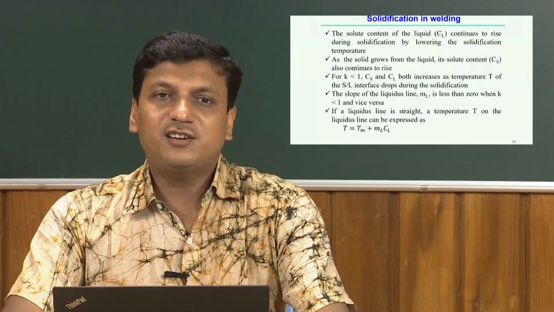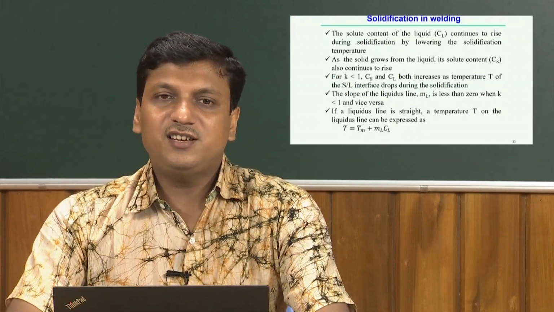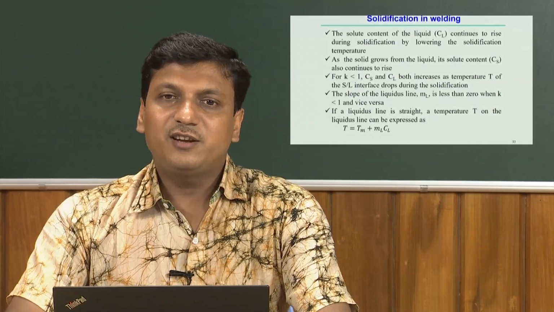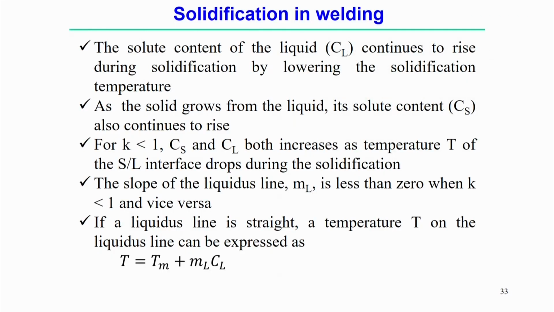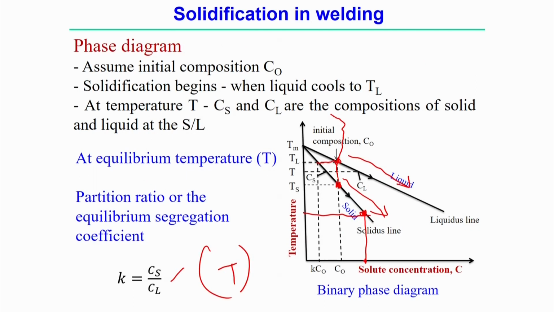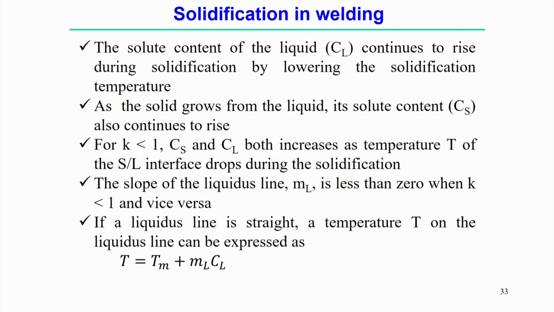If K is less than 1, then Cs and Cl both increase as the temperature T of the solid-liquid interface drops during the solidification. So, when the solidification temperature drops, both the Cs and the corresponding Cl, the liquid content and the solid content, both increase if there is a decrement of the temperature T.